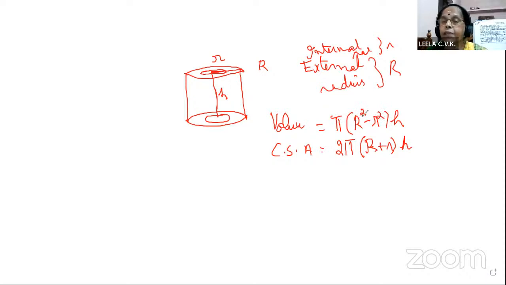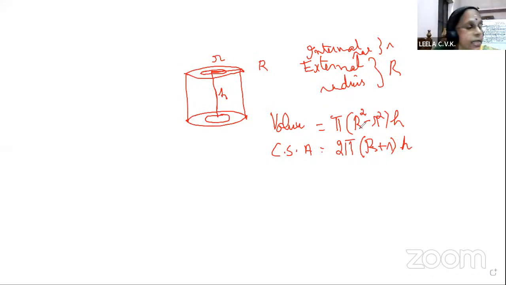See, in the case of volume, we have written R square minus R square. And here we have written R plus R, because for curved surface area, inner cylinder as well as outer cylinder, both areas we have to consider. Usually, children get confused here. They may make a mistake here. In the case of volume, we have taken R square minus R square because only the material with which it has been made, that volume we are taking. But when we are considering the area, see this area as well as this area, both areas we have to consider.